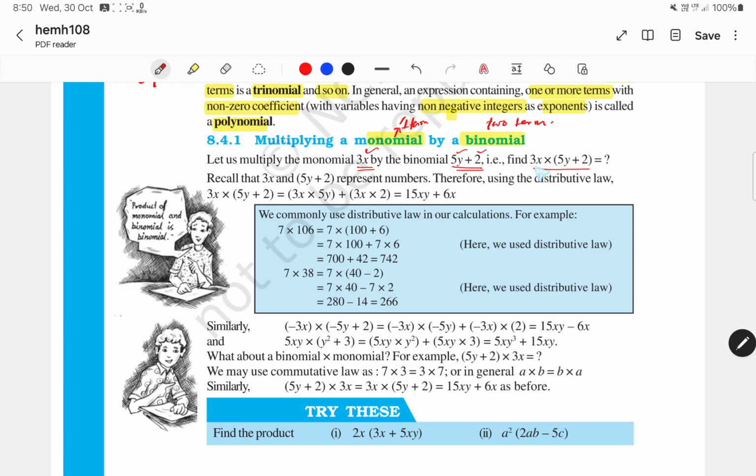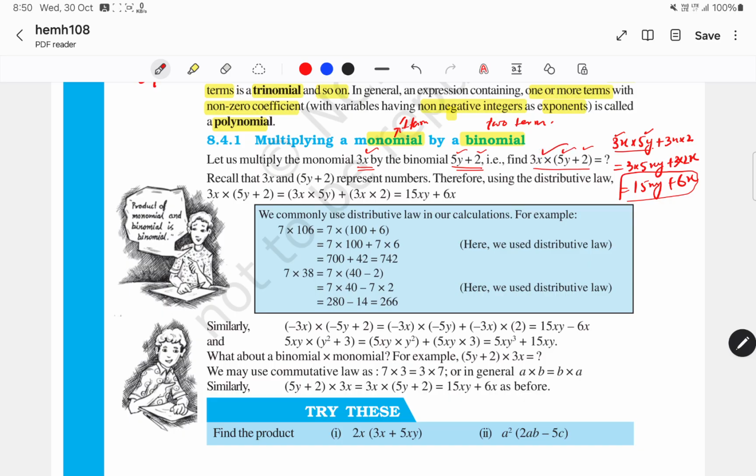Here 3x is multiplied to both the first term and the second term of the binomial. So 3x is multiplied with 5y, plus 3x is multiplied to 2. We multiply the coefficients first, 3 into 5, and then x and y is xy, plus 3 into 2. 3 into 5 is 15xy plus 6x. This is the answer for this question.